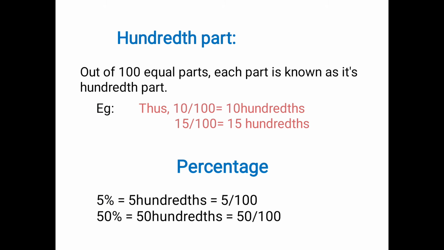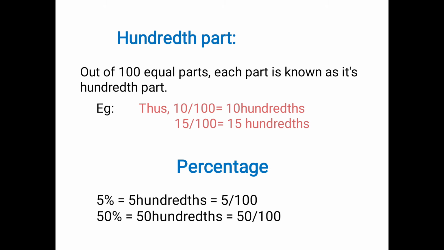Now we have to learn the 100th part. Out of 100 equal parts, each part is known as its 100th part. For example, 10 by 100 is equal to 10 hundredths, and 15 by 100 means 15 hundredths. That is called the 100th part.